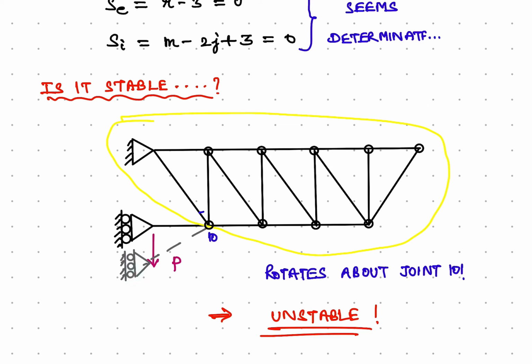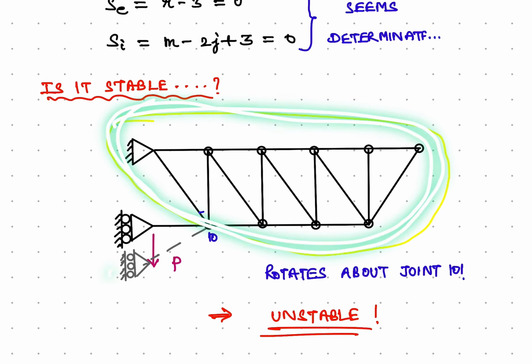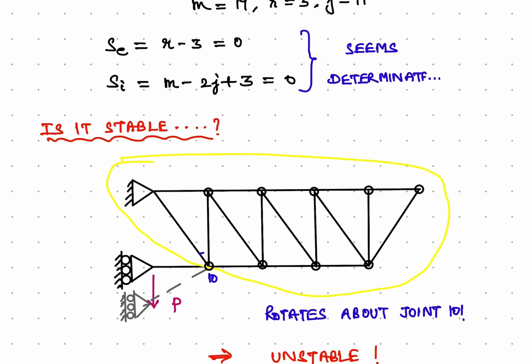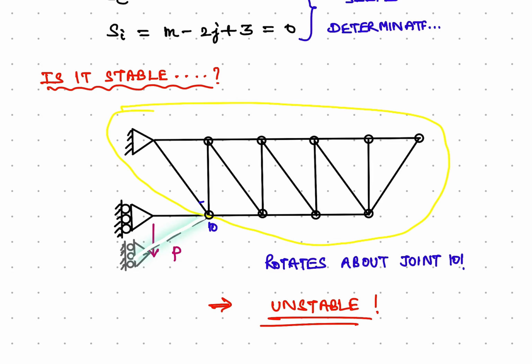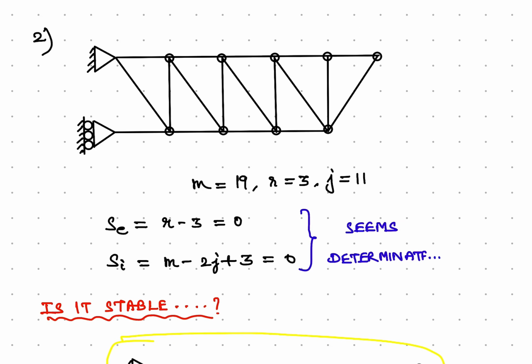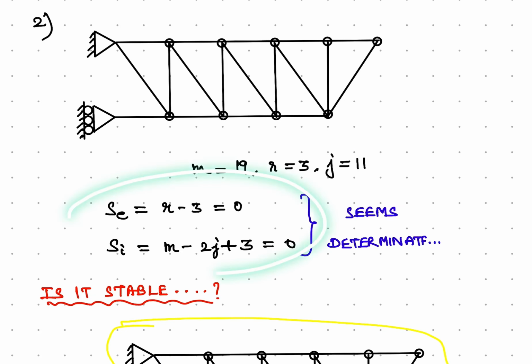And overall, what happens is this entire part of the truss with this particular member connecting the joint, along with the remaining part of the truss, will undergo a rigid body rotation about this joint end. So this rotates about the joint, therefore this particular configuration is going to be unstable. All right. So even though the formula says that everything is fine and it is determinate, actually it is unstable because of what I have explained here.